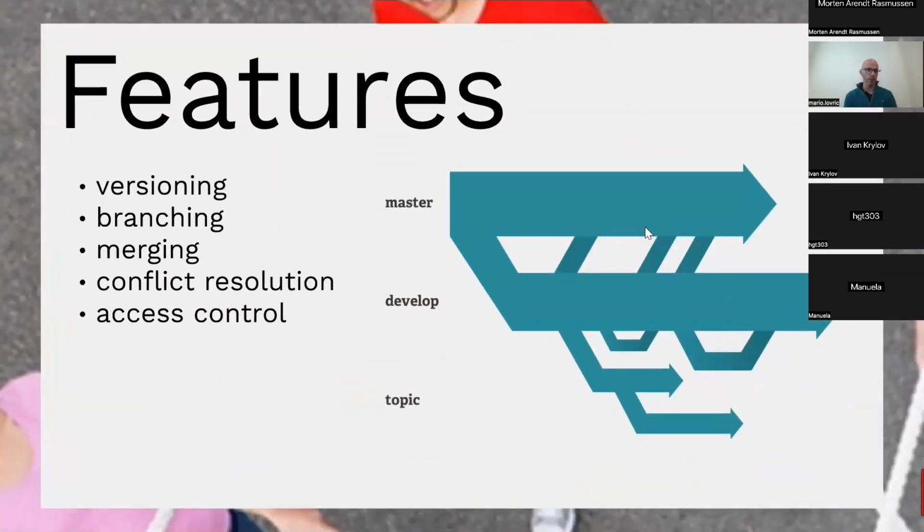And it has many nice features. Versioning is one of them. You can branch out. Each person in the lab can have their own branch of the project. You can merge those together. You can resolve conflicts if people did similar things. And you can limit access as well.